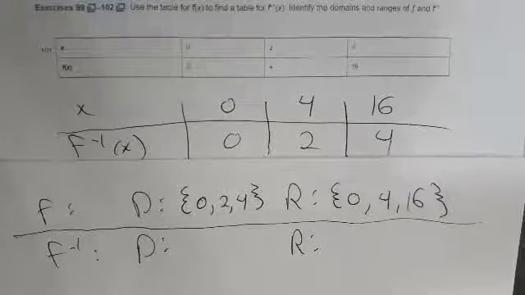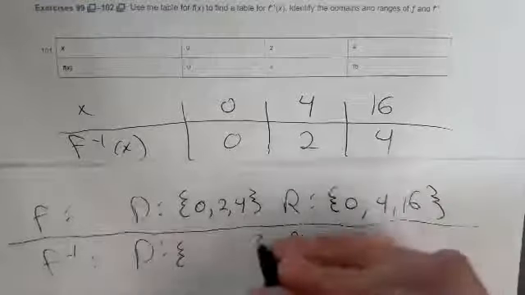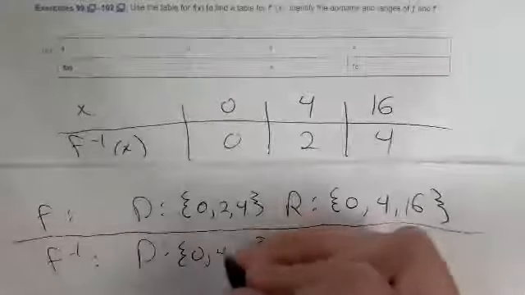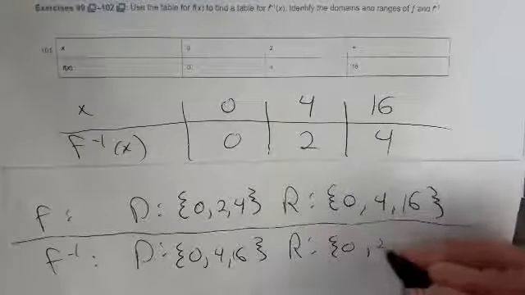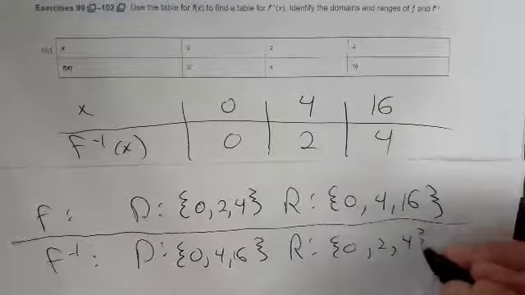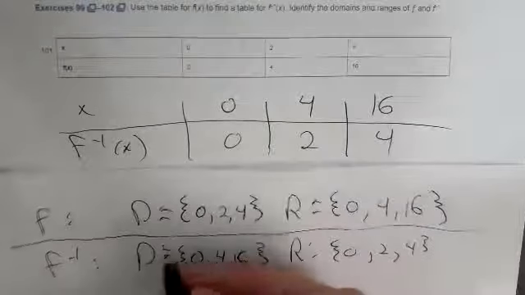Okay. If I have my domain and range on that f function, how quick do you think you can give me the domain and range on your inverse? I hope it takes like 3 seconds. What am I doing? Just switch them out. So this goes 0, 4, 16. Now my domain here is 0, 2, and 4. It should be equal.